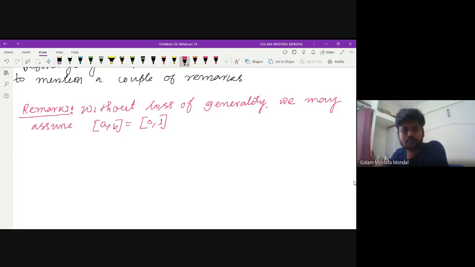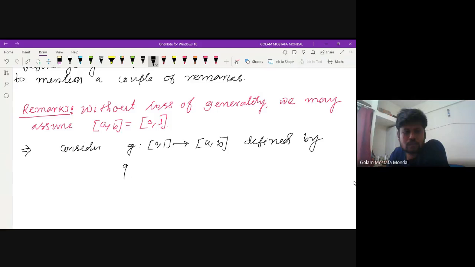Why? Consider this function. Take a function g from [0, 1] to [a, b] defined by g(t) equal to a plus t times (b minus a). See that g(0) equals a and g(1) equals b. So this is a bijective and continuous map.